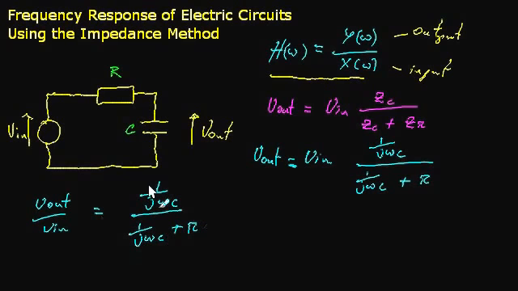Now it normally helps to simplify that expression a little bit, and that can be done in this case by multiplying above and below by j omega C. This isn't really necessary, but it just simplifies the expression a little bit. So I'm going to multiply above and below by j omega C, and that would give me 1 all over 1 plus j omega RC. Okay, so that's how you get the frequency response of this basic circuit here.